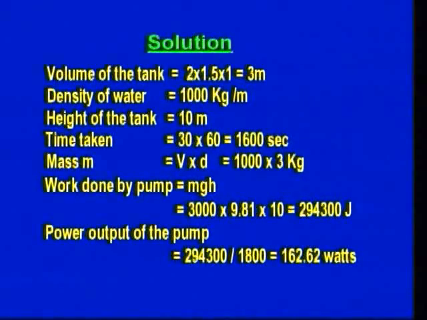As we know, mass is equal to volume into density, so it becomes 1000 into 3, 3000 kg. We know the formula for work done. Work done by the pump is equal to mgh. This becomes 3000 into 9.81 into 10. So it will become 2,94,300 joules. So power output of the pump is equal to work done divided by time. So this will become, the answer is 162.62 watts.